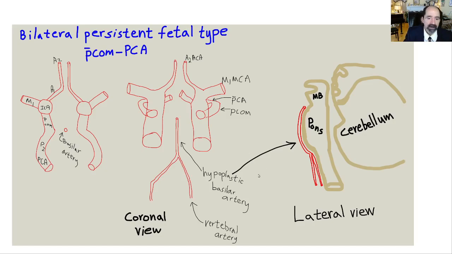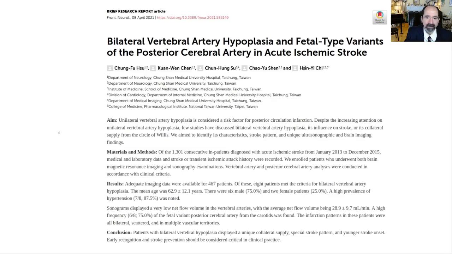So we'll take a quick look at some more of what that looks like. Here's a paper on the subject of bilateral vertebral artery hypoplasia. So those are the vertebral arteries feeding into that small basilar artery, with fetal type variants of the posterior cerebral artery. That means fetal type PCOMs feeding fetal type posterior cerebral arteries. So all coming off the anterior circulation, leading to hypoplasia of the basilar artery. So the point is, these patients get more brainstem, posterior fossa, cerebellum strokes.